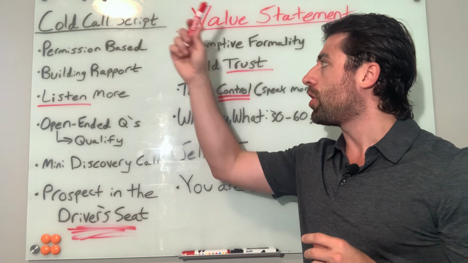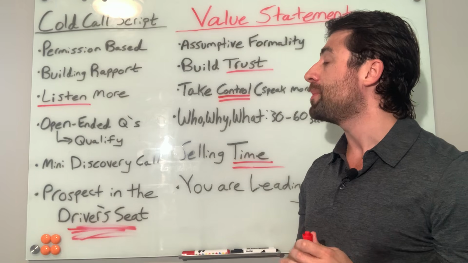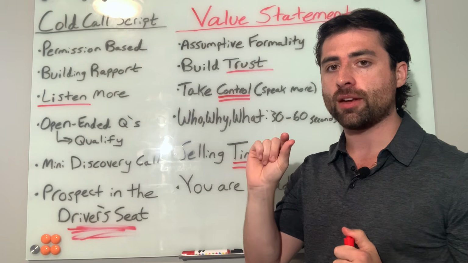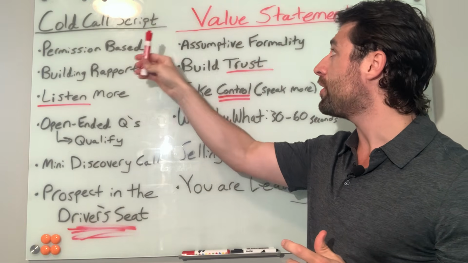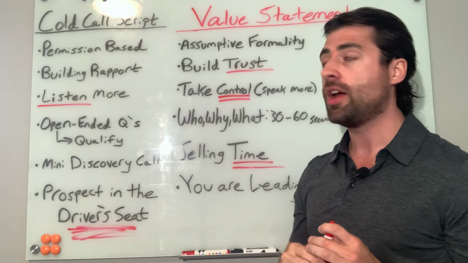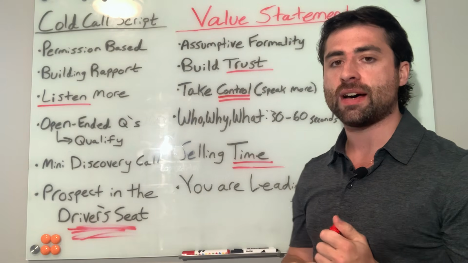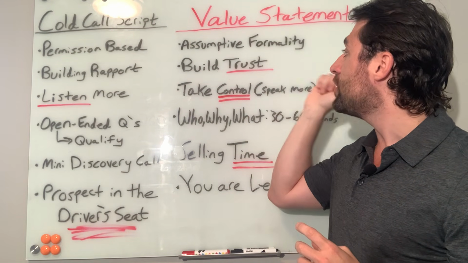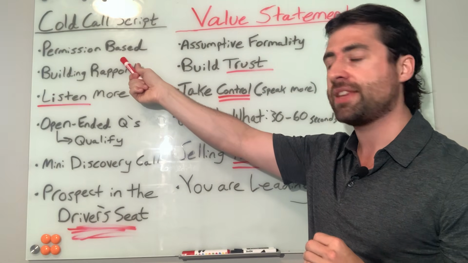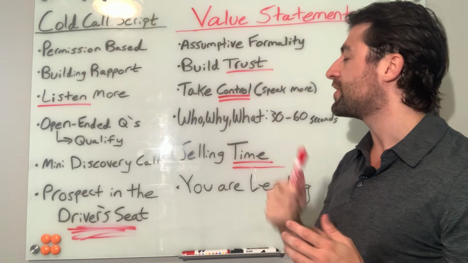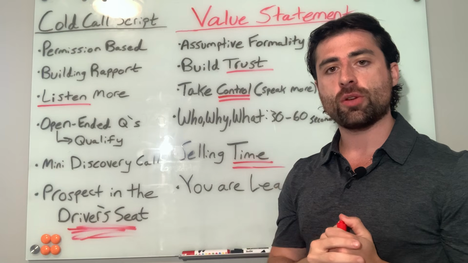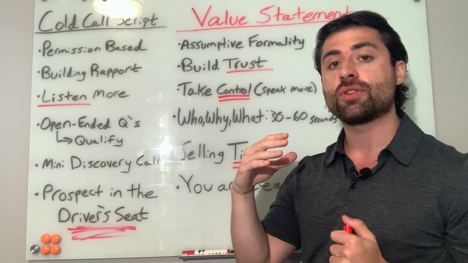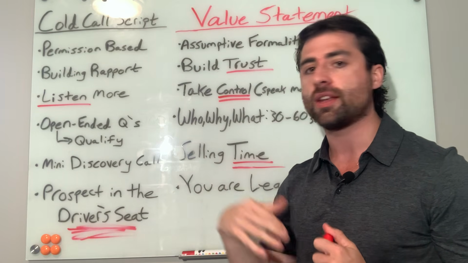So now that we've covered the common characteristics of a typical cold call script, I want to show you how you can turn this into a value statement with just minor tweaks. On the surface, a cold call script and a value statement sound similar, but there's some key distinctions that make a value statement much more effective, especially for new SDRs. And the first is, rather than using a permission-based opener, you get what I call an assumptive formality. Basically, what should be going on in your head is, how do I get this person to give me a formality back so that I can take control from there and go right into why I'm calling?